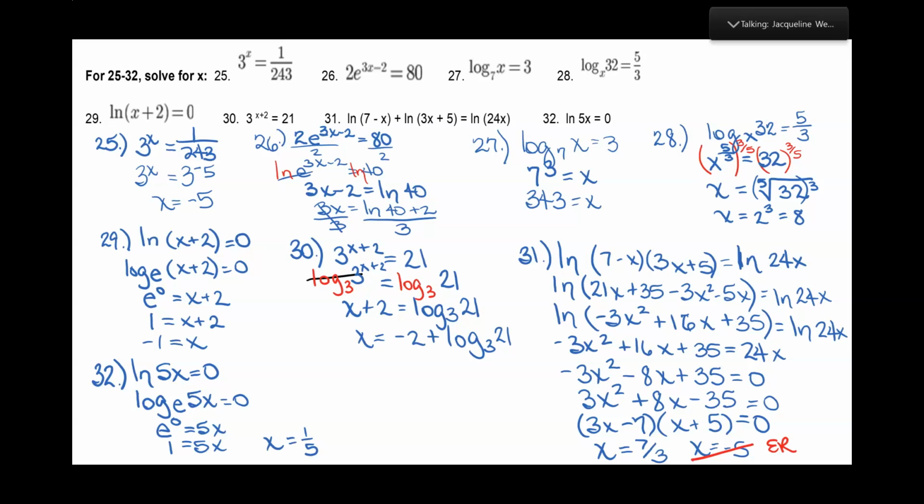And then the remainder, you would not need a calculator, and that's why we've been leaving all of our answers in these funny forms like, you know, the -2 plus the log base 3 of 21 and the ln 40 plus 2 over 3. That's why we're leaving them that way. You won't need to worry about typing those in and simplifying those, okay?